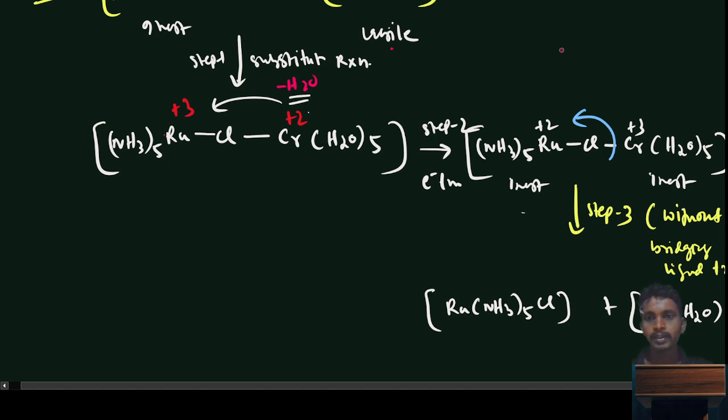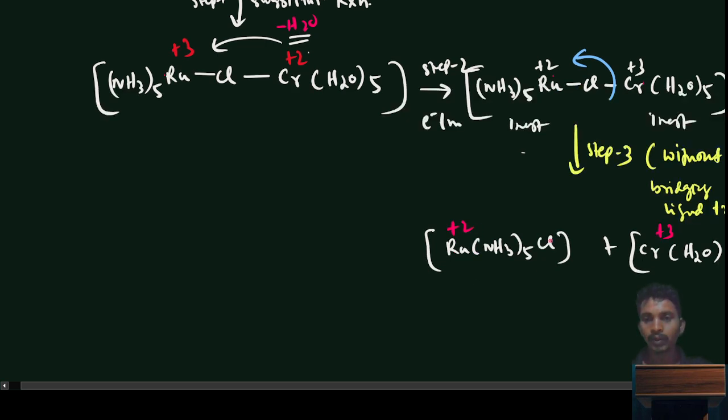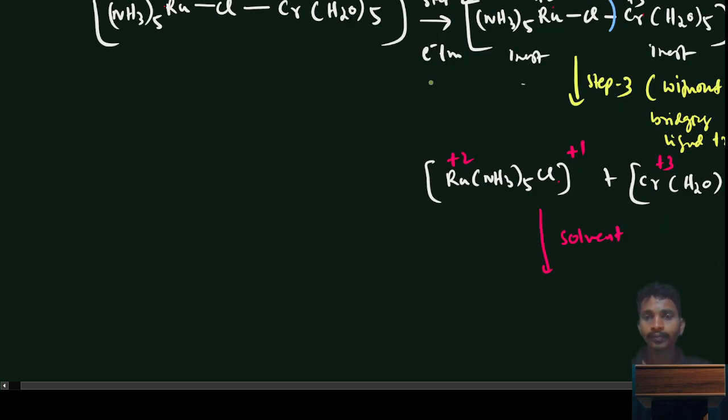Whatever the charge, this is +2 charge, so put +2, and this is +3 charge, so put +3. Now this is +2, this is -1, so overall the charge is +1. And this is +3 charge, so here also +3 charge, because these are neutral ligands. Now we will do the solvent. Wherever the bridging ligand is there, there is no solvent replacement, so write the complex as it is.